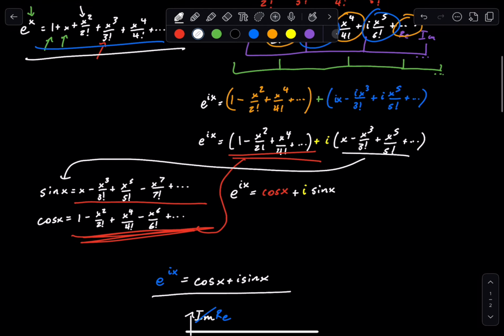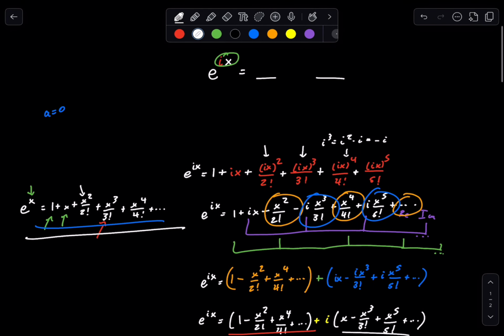But once again, very elegant proof. Not mine. It's available on Wikipedia, but very cool.